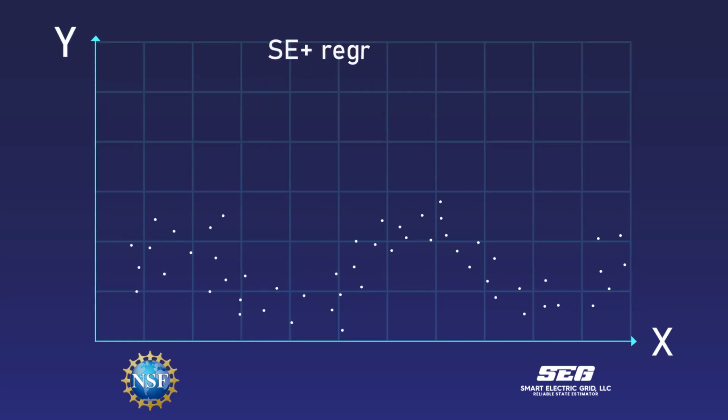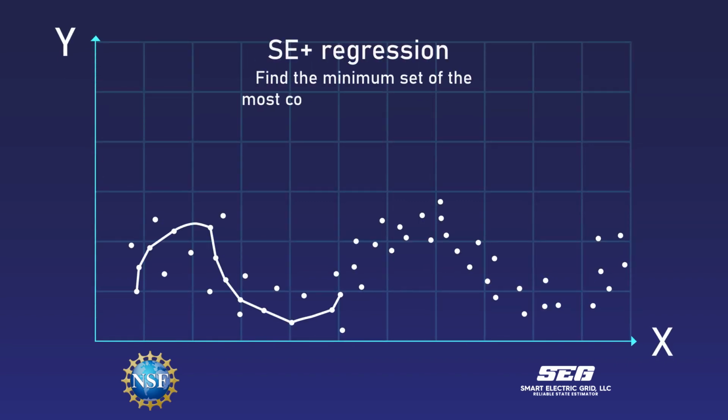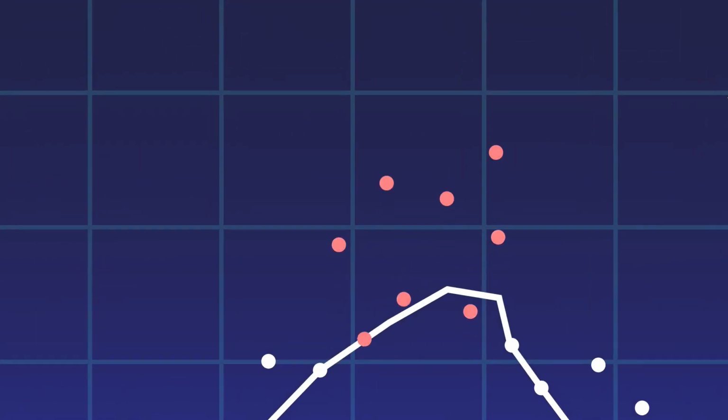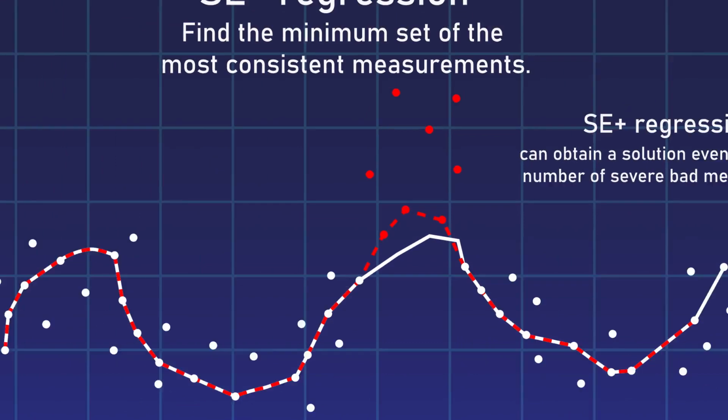Because of selecting the minimum set of the most consistent measurements, SE Plus is still able to obtain a solution even for a large number of big, bad measurements. In other words, SE Plus 100% guarantees a solution for a given set of measurements.